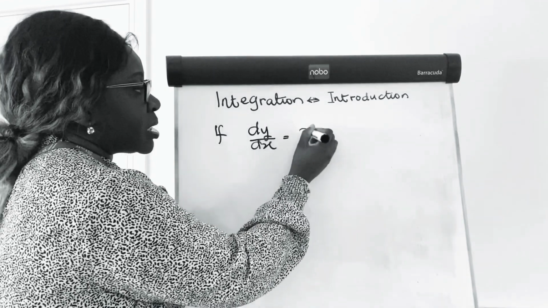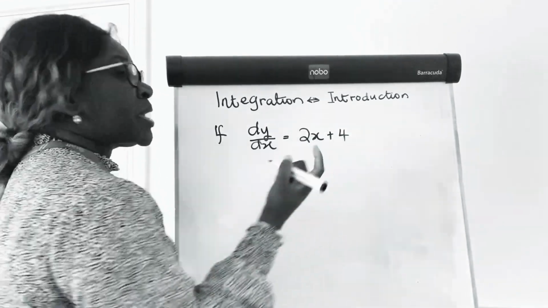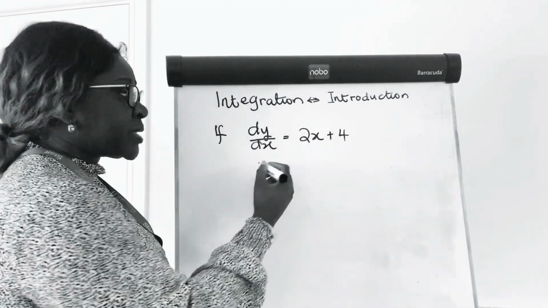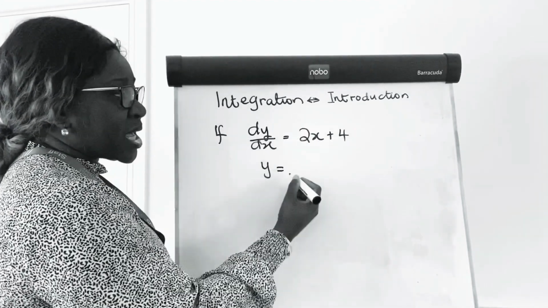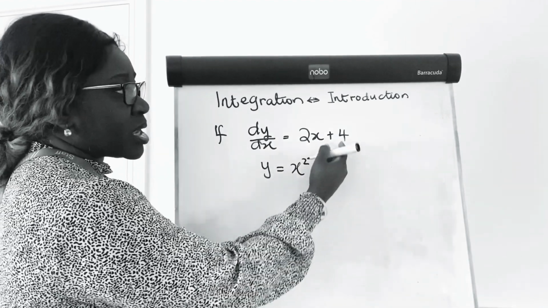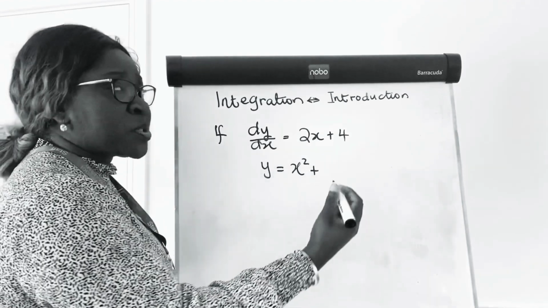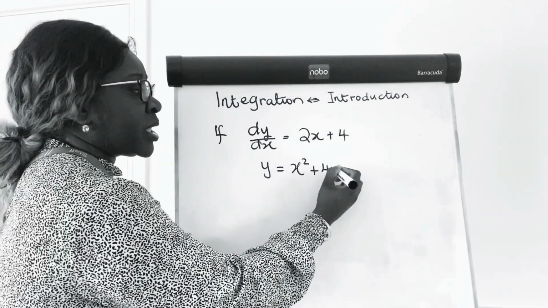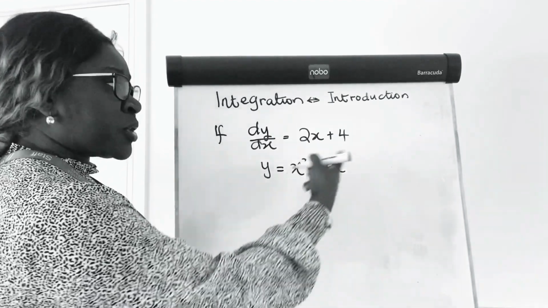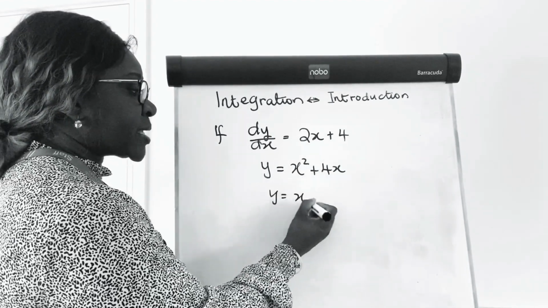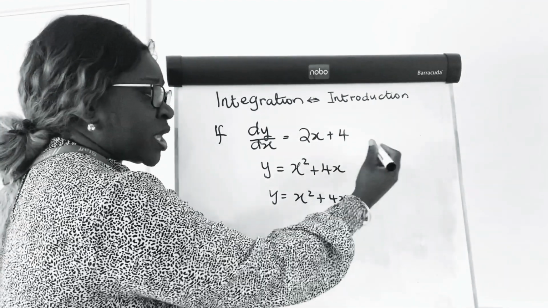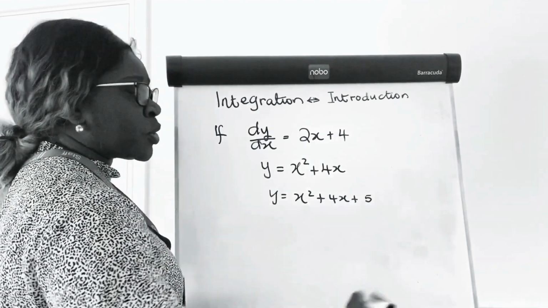If dy by dx is equal to 2x plus 4, then working backwards and thinking about how we did it when we were doing differentiation, we would imagine that y must be equal to x squared plus, there must have been an x here that we dropped off when we were finding dy by dx. That would be 4x. But it doesn't just stop there. It could also be y is equal to x squared plus 4x plus a certain number. It could be plus 5, it could be plus 7, it could be plus 100.